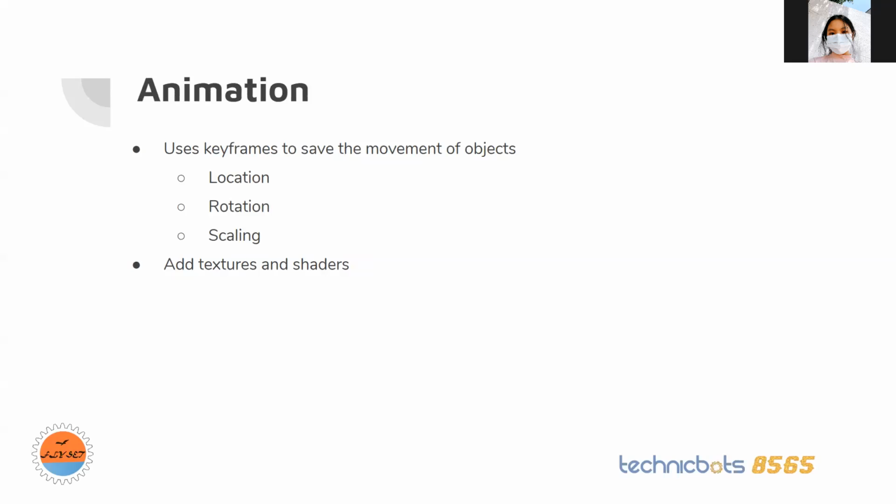Another thing for animation, you can also add textures and shaders. This is something that's, I guess, better to do in Blender than some other software. I know in Fusion 360 you can also do it, but it's really generic in Fusion 360 and you can't do a lot with it. And in a little bit, you'll be able to see what I mean by that.